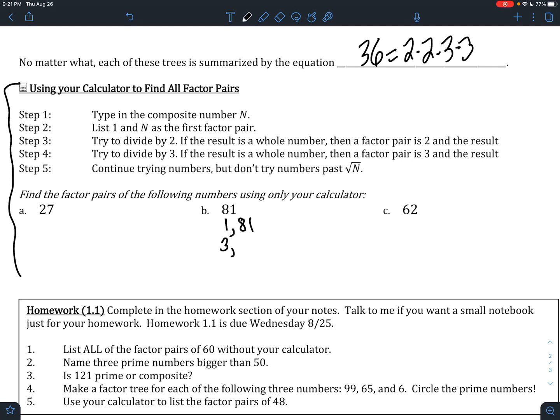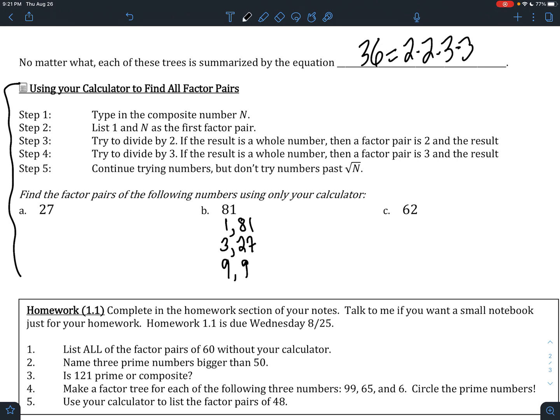You don't need to know mentally what the other factor is. You use your calculator for that. So 81 divided by 3, if you try that, you'll get 27, right? And you can just keep trying numbers. Try 4, try 5, try 6, try 7, try 8. When you try 9, you'll realize, oh, well, yeah, 9 times 9 is 81.